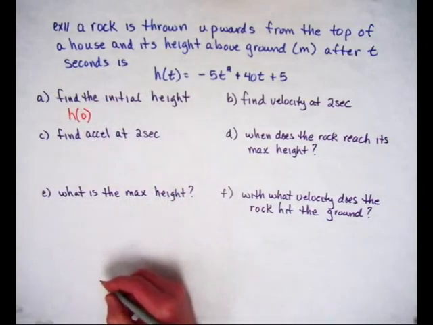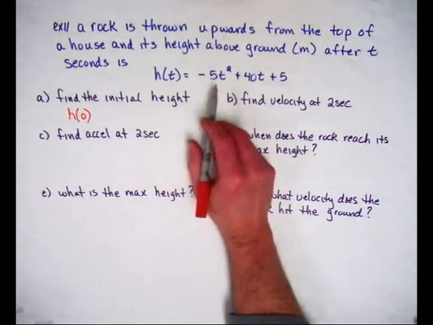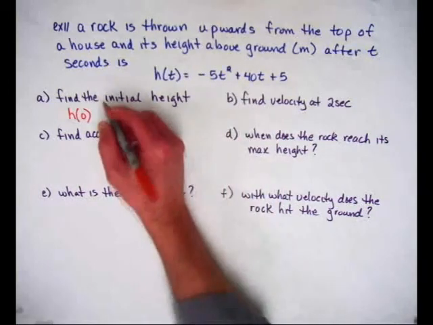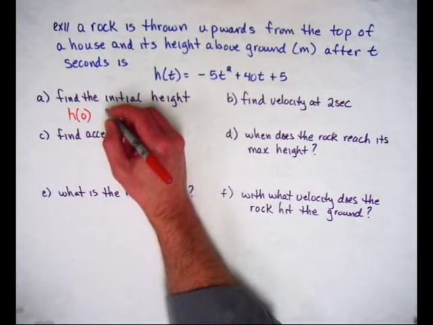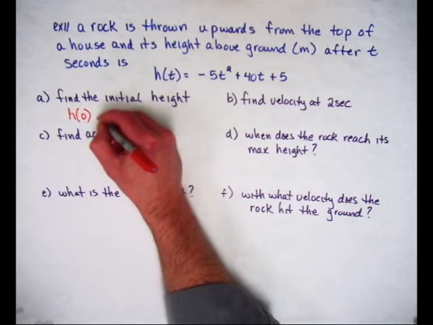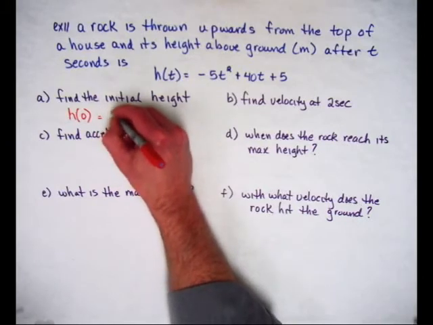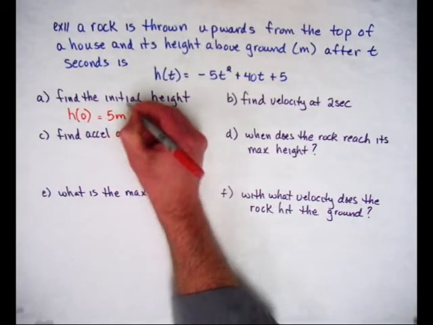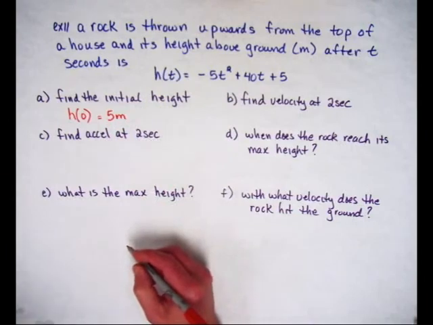So we're just plugging 0 into our height function. Obviously the t terms will disappear, and we'll just get the answer 5. So the rock was 5 meters off the ground at that particular moment.